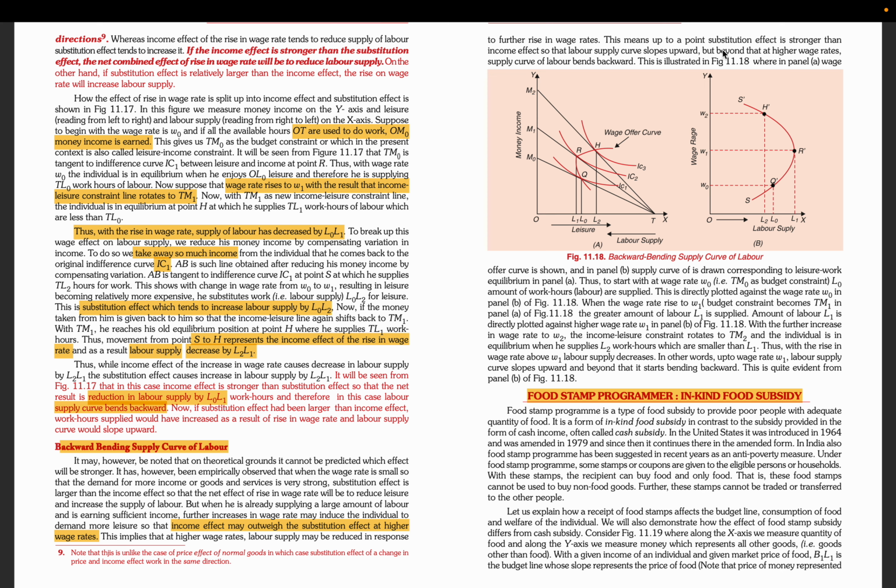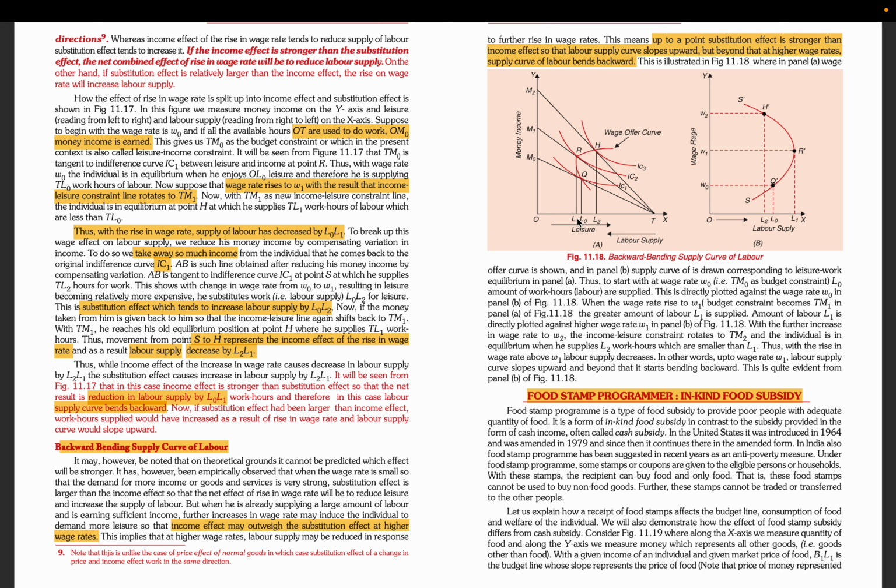This means up to a point the substitution effect is stronger, and the supply curve slopes upward, but beyond that, at higher wage rates, the supply curve of labor bends backwards. Okay, so if you look at this, to start off with wage rate of W0, with TM0 budget line, L0 is the amount of work hours that you're giving at Q, which is your point of satisfaction, or your IC, and the budget constraint or the leisure income constraint basically intersect at point Q. So you're supplying TL0 labor initially.